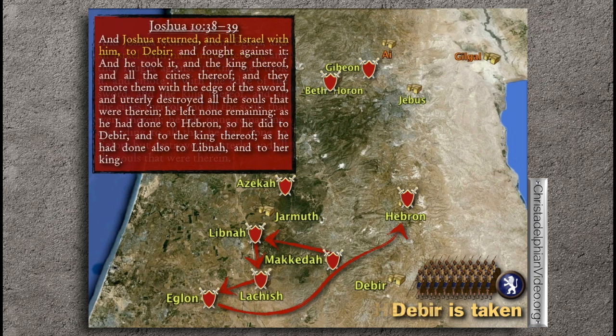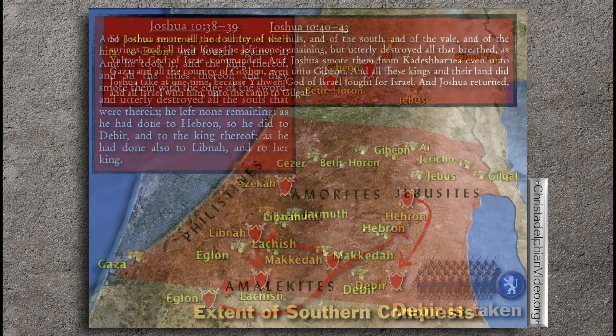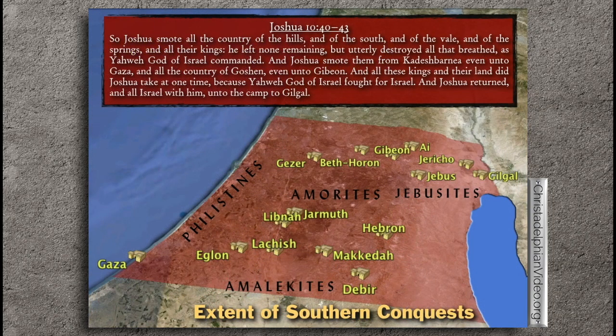And they finish up and they come down to Debir. And they take Debir as well. So that's the southern campaign. The whole of the southern area is wiped out from Gilgal to Ai, Jericho, Gibeon, Jebus, Beth Horon, Gezer, Libnah, Jarmuth, Hebron, Lachish, Eglon, Debir. That whole section is just taken over and put into the hands of the children of Israel. And that's the southern area.